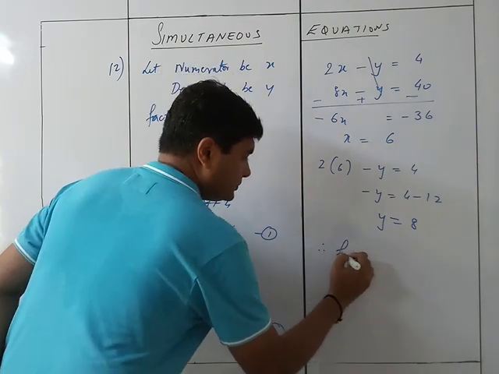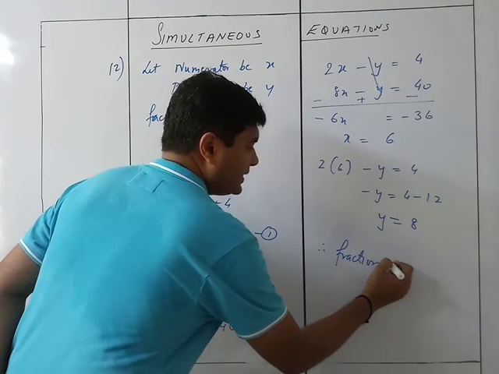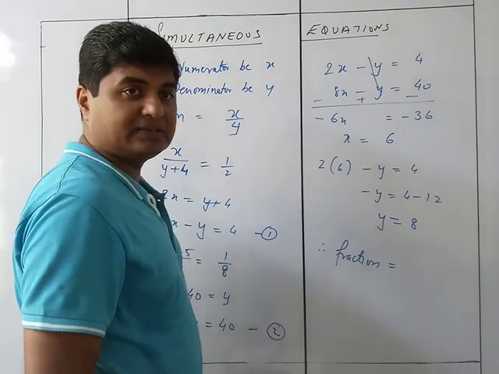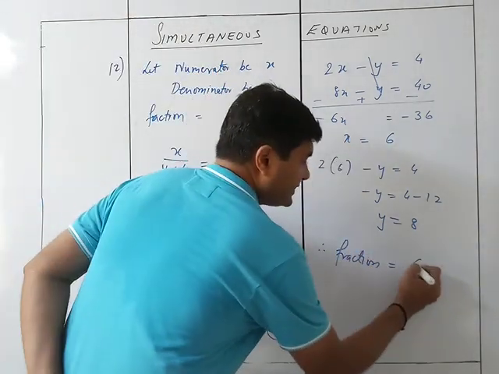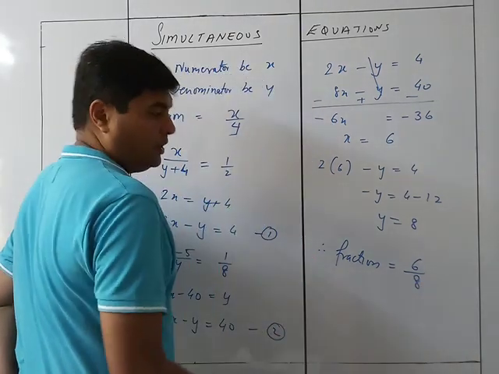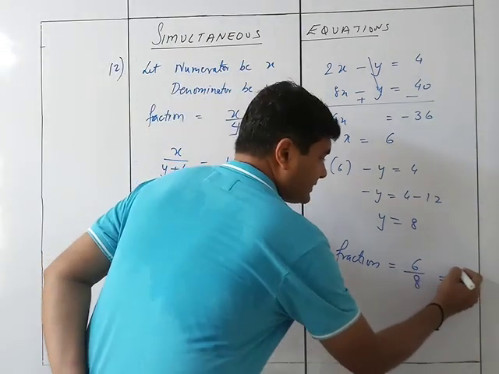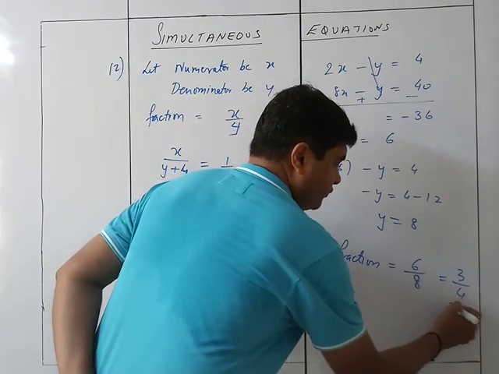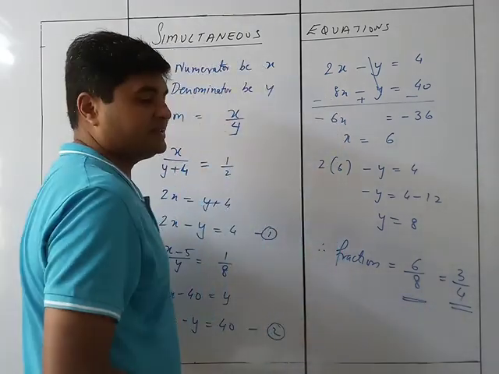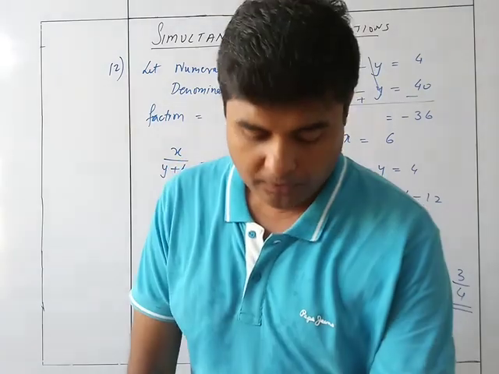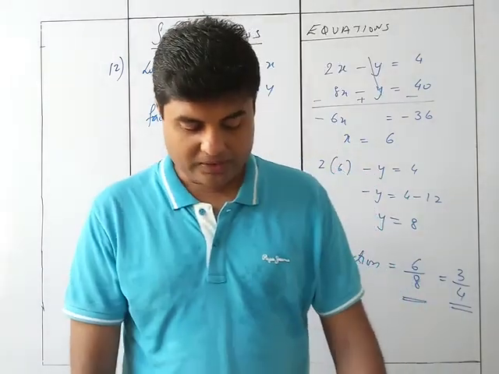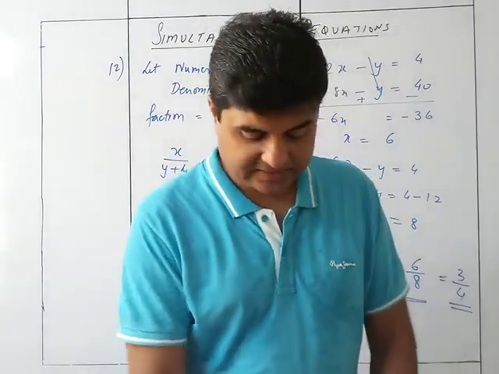Therefore, the fraction. Remember, getting the answer as x and y is not the answer. The answer is the fraction. The fraction we are getting is 6 upon 8. We can also cancel it and give it as 3 upon 4. So the answer is 6 upon 8 or 3 upon 4. This was the answer for the 12th question of exercise 6.